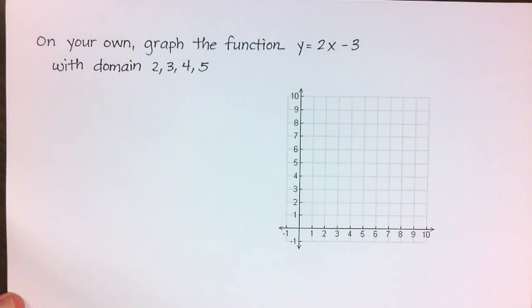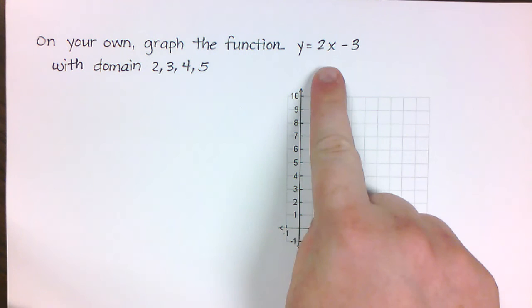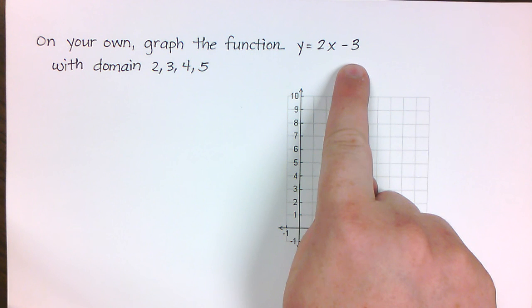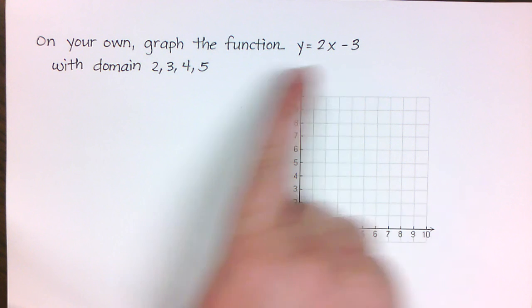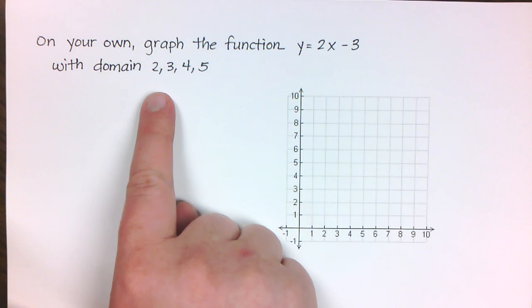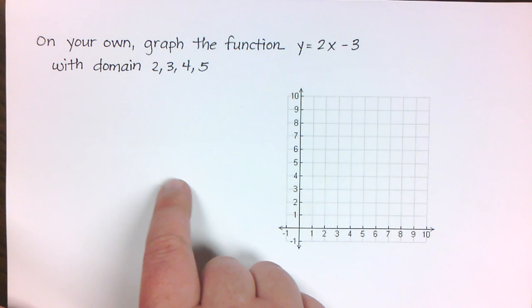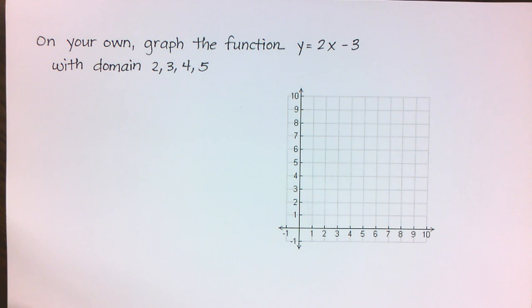So on your own, before you come back to class tomorrow, I want you to try to graph this function right here. y is equal to 2x minus 3. So what you need to do is you need to make yourself a table, and you're given a very specific domain. So plug the domain in, turn those values into coordinate points, and just simply graph it on a grid like I have here. So any questions that you have, come to class with when I see you tomorrow.